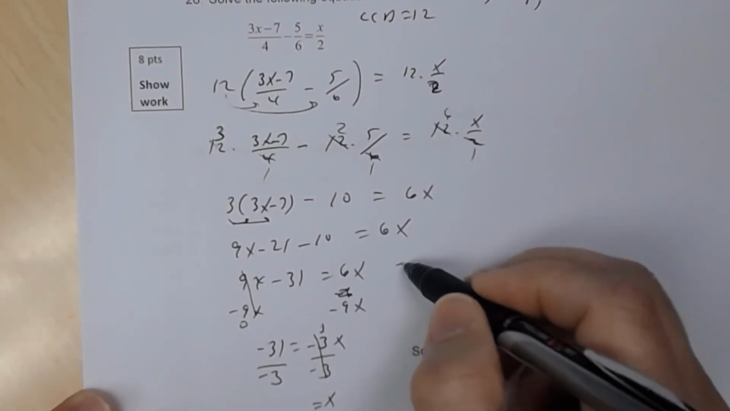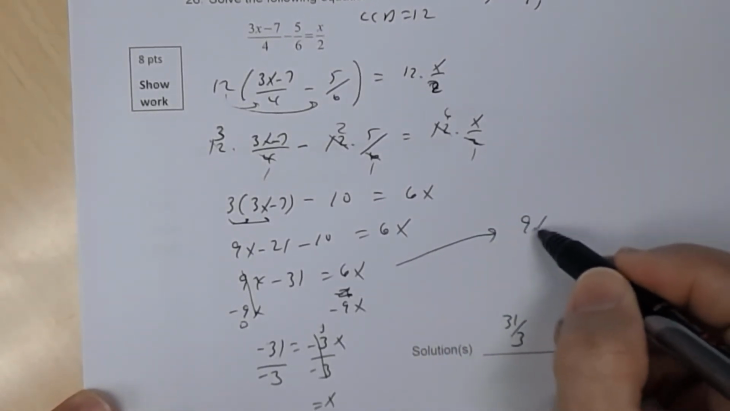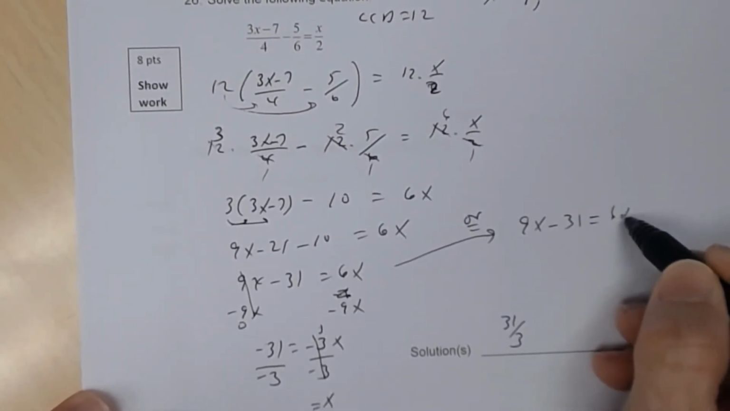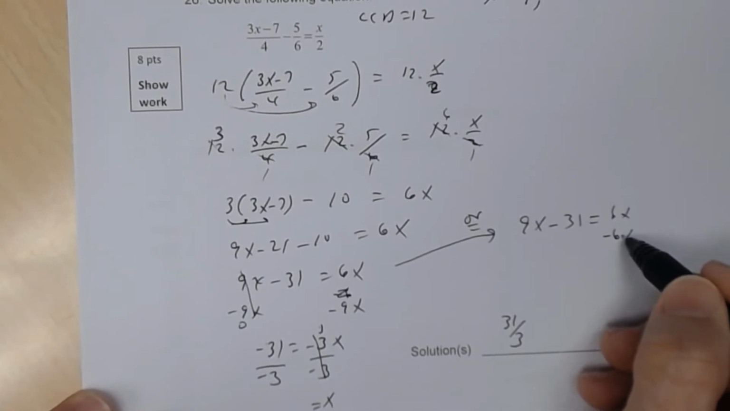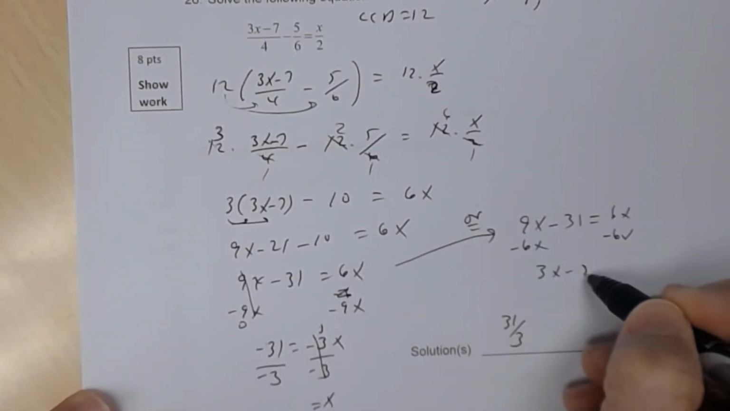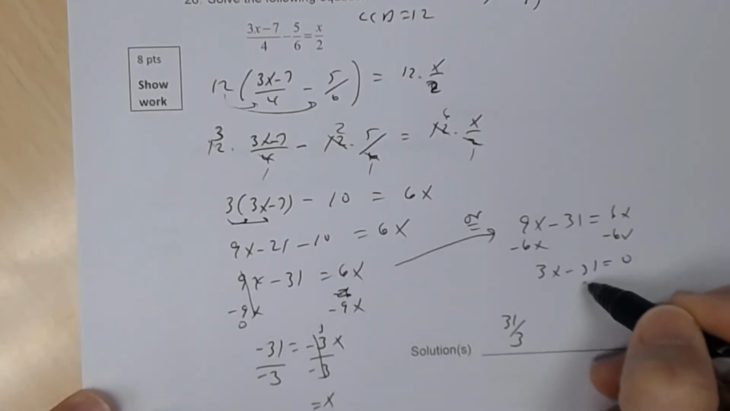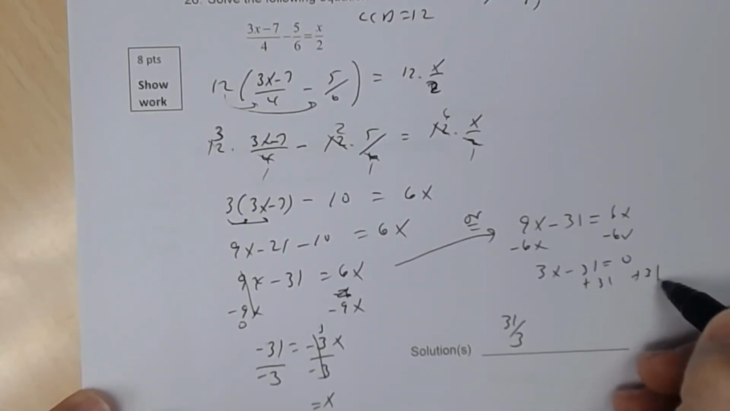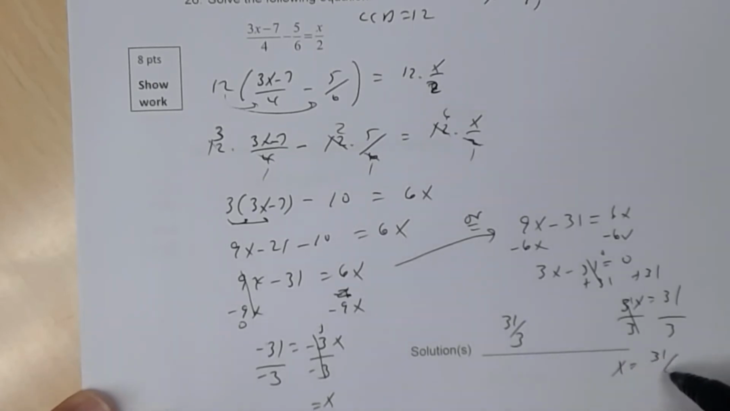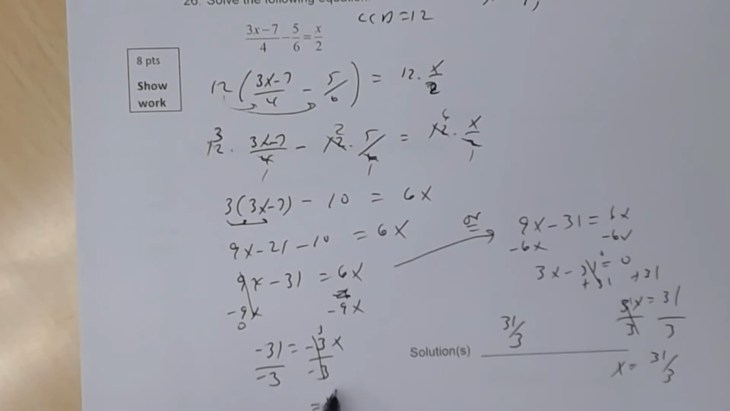Now let me just say this. Over here, when we had 9x minus 31 equals 6x, if you wanted to, you could have subtracted 6x from both sides, and that becomes 3x minus 31 equals 0. Then add 31 to both sides. Combine like terms, I get 3x equals 31, and then divide by 3, and you get the same answer. So your approach does not matter. The approach you take did not matter at this point. You get the same answer.